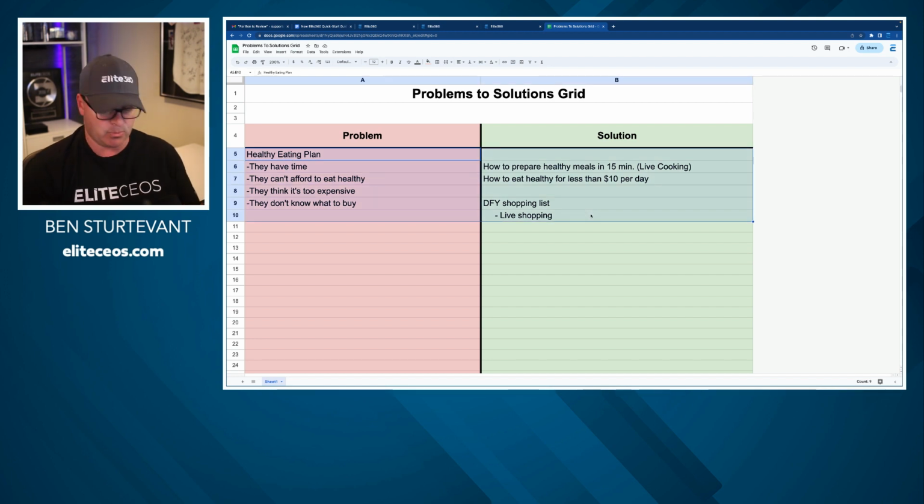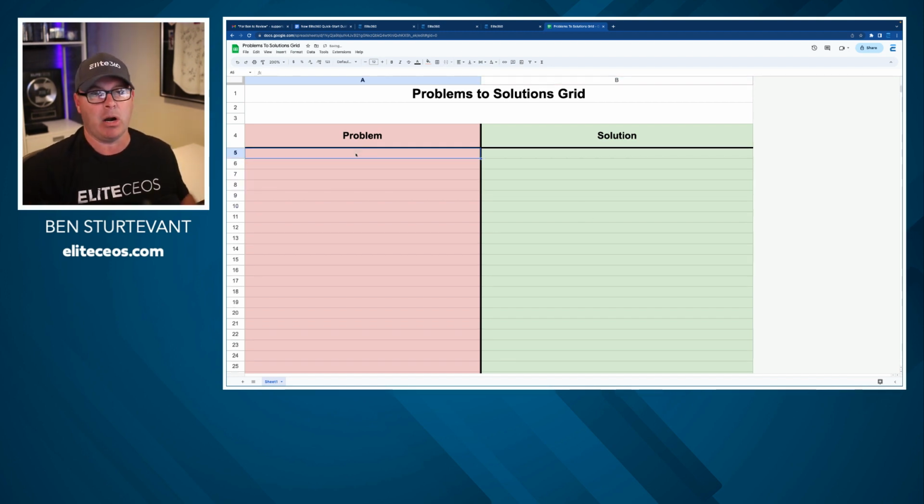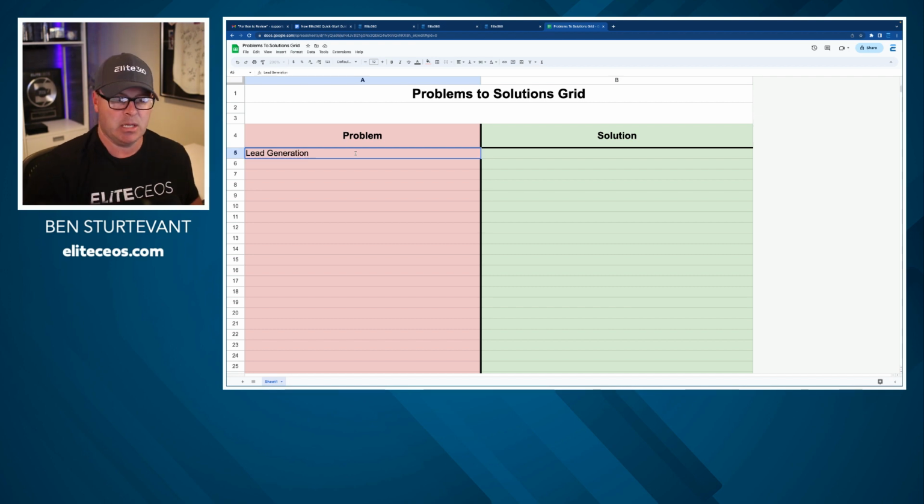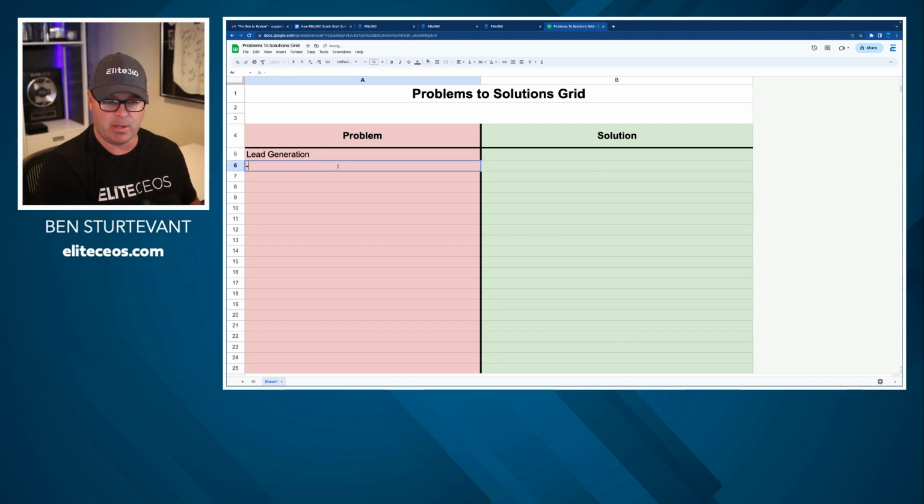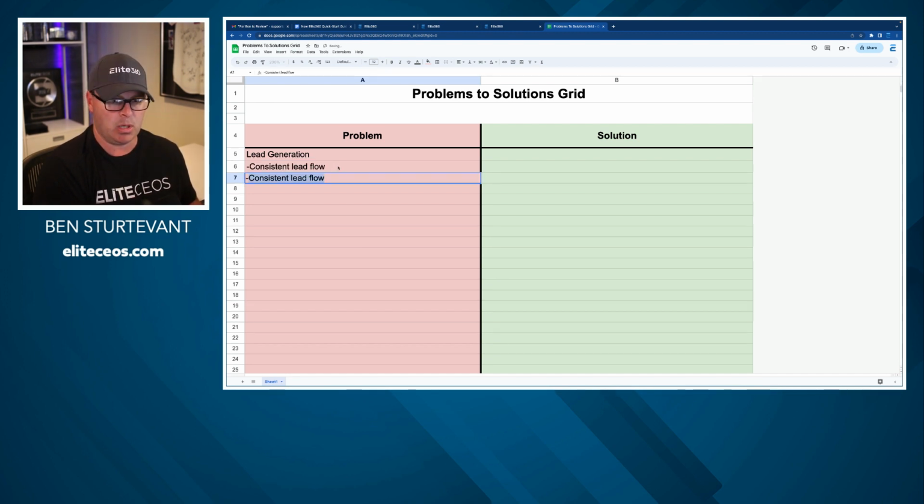But let's take our avatar, for example, which are business owners, right? So what is something that business owners struggle with? Well, lead generation, right? So a problem is consistent lead flow, right? Or what else? Can't afford to advertise, right?